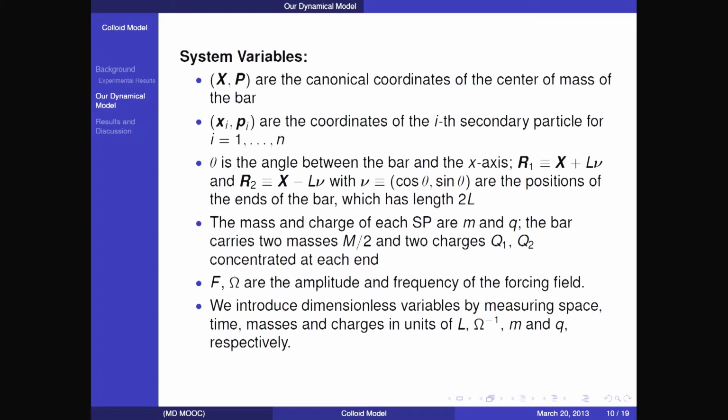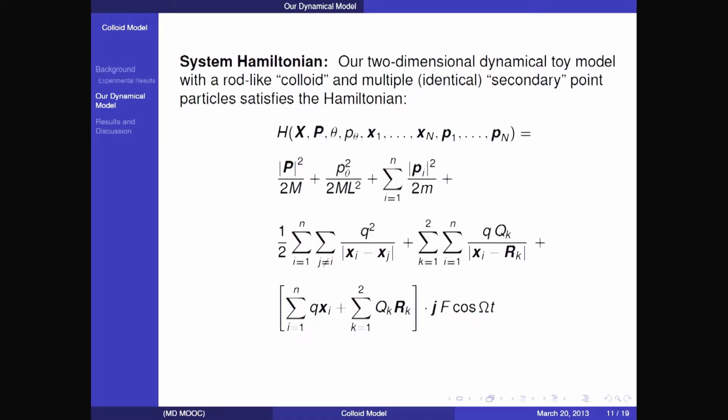just to make life easy, we make everything dimensionless, meaning we don't have to worry about whether it's in centimeters or meters or whatever, by measuring space in terms of half the length of the bar, masses in terms of the mass of the small object, charges in terms of the charge on the small object, and time in terms of the inverse of the frequency that we impose. So what this allows us to do is write the Hamiltonian, or the energy of the whole system, like this. And it has contributions that we can now walk through.